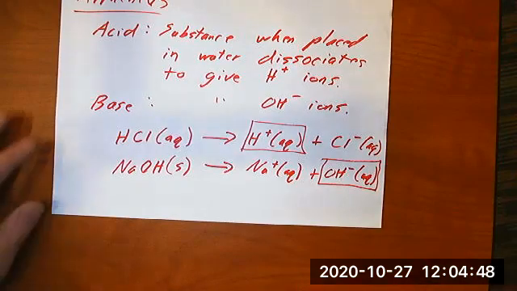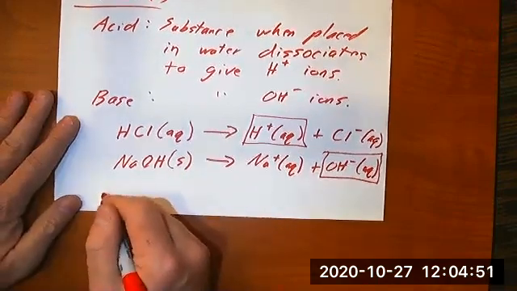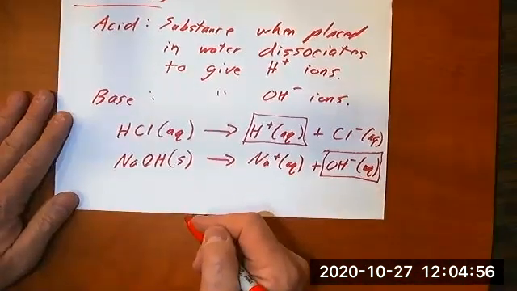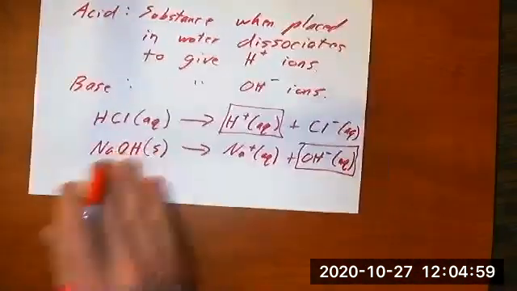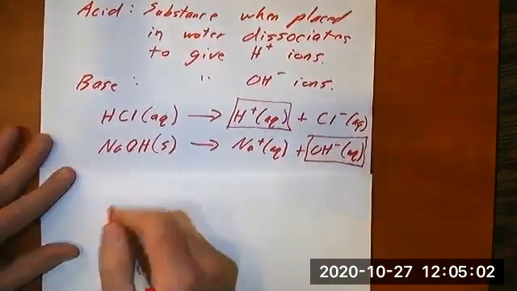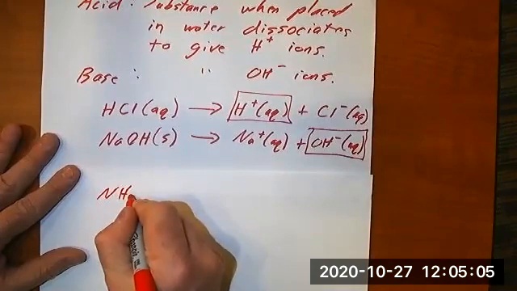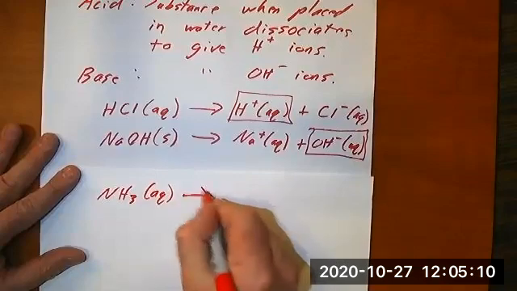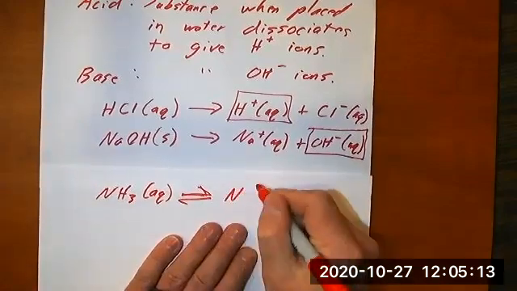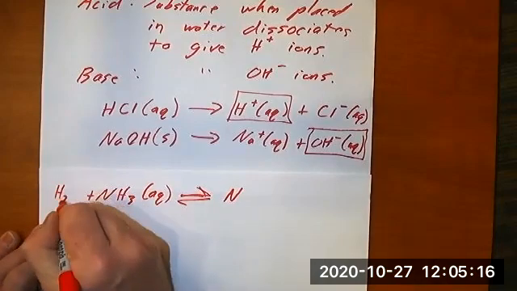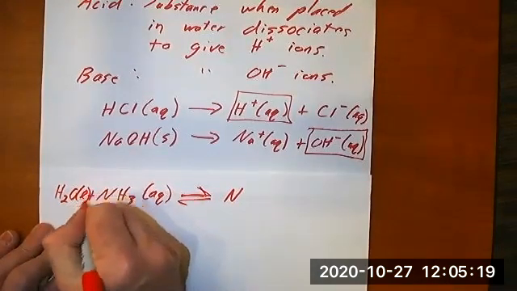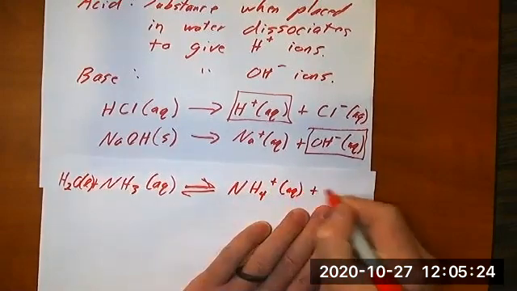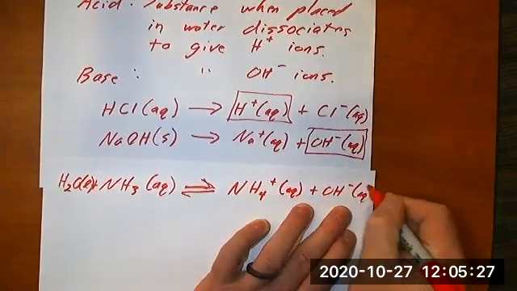Probably more importantly, there are certain substances that when placed in water do in fact form, say, the hydroxide ion, but they don't do it by dissociation. So an example of that would be ammonia, which when placed in water has an equilibrium forming NH4 plus ions and OH minus ions.